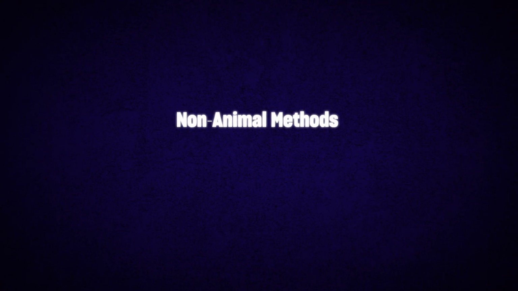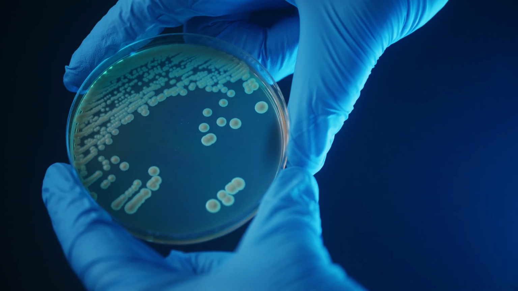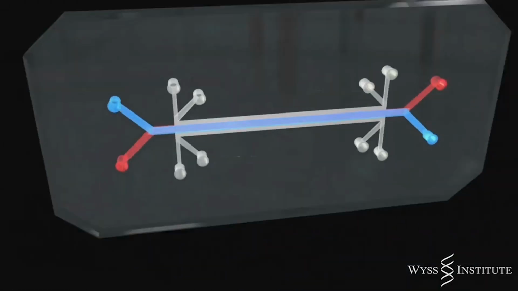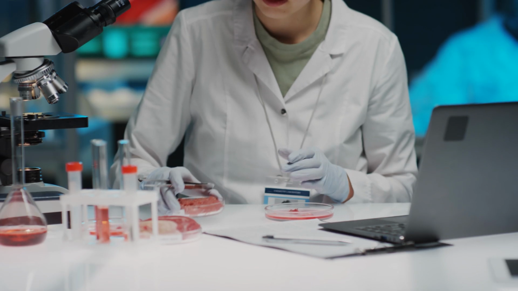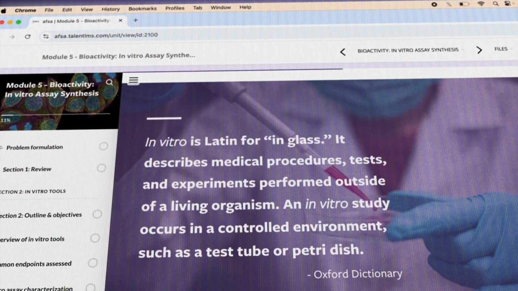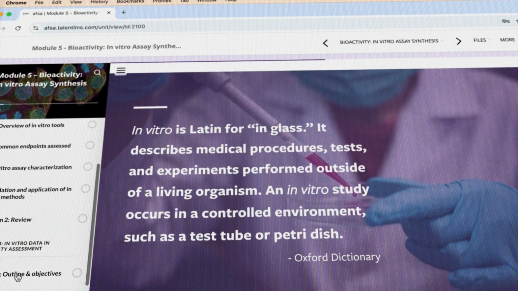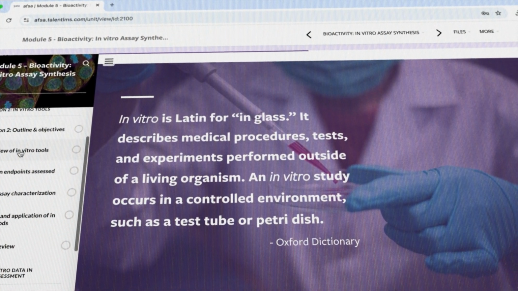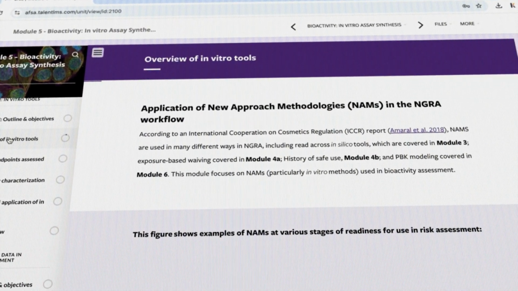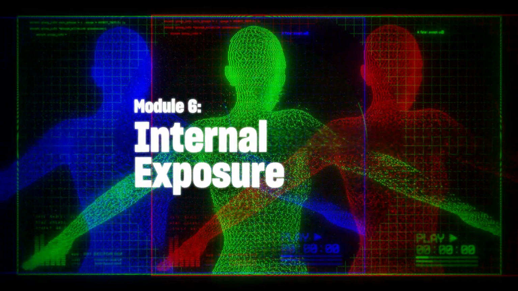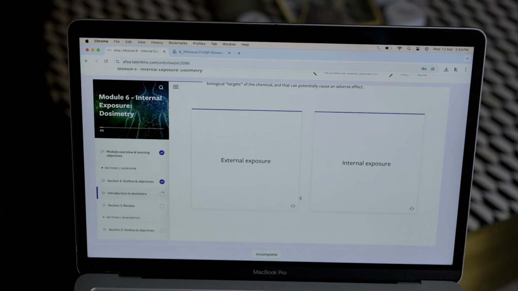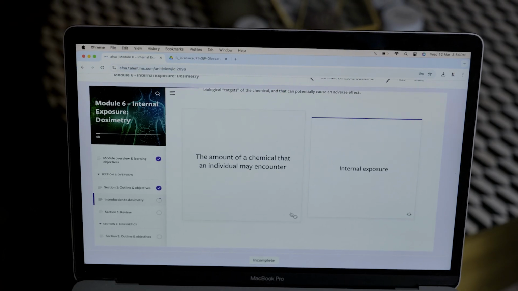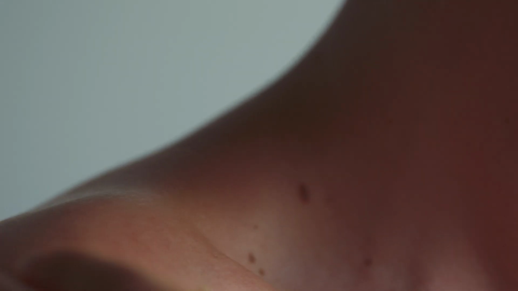Module 5 is how you use non-animal methods to look at the bioactivity of a chemical. The things we call non-animal methods are NAMs: tissue culture models, organs on a chip, genomics, omics. I don't know if you've ever heard any of those words, but if you look at gene expression patterns or any kind of activity of a cell in a tissue culture dish, that's one of these in vitro methods. And then module 6 is where we talk about what happens to a chemical after it hits your body.